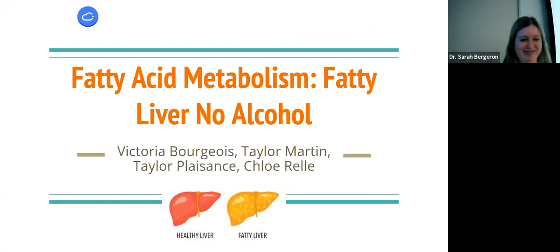Hey, my name's Victoria Briscoe. I'm Chloe Rowley. And I'm Taylor Martin. We did our presentation on fatty acid metabolism, fatty liver, no alcohol. So our patient suffers from a fatty liver, but she has no history of alcohol use. So up here, we just have a picture of a healthy liver compared to a fatty liver.